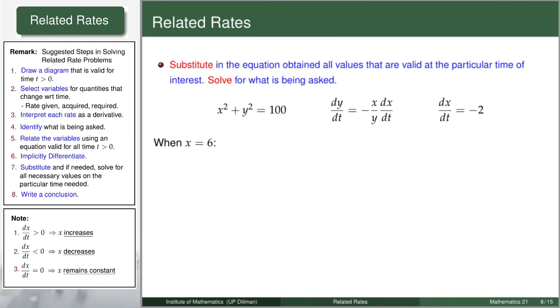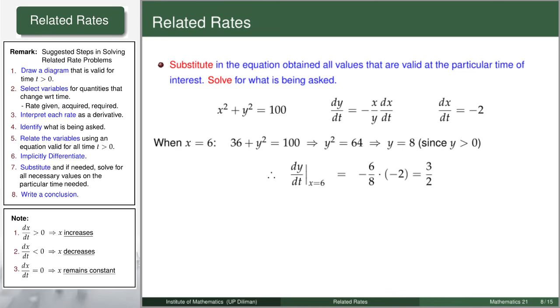And that is, when x is equal to 6, what will happen is that the diagram will now become a rigid quantity, and not only do I know what x is, I also know what y is. By solving for it, y will become positive 8, since y is a positive number. And thus, dy over dt at x equal to 6 will be equal to this quantity, negative x over y, where x is 6, y in this case is 8, and dx over dt is negative 2, and we arrive at the answer 3/2.